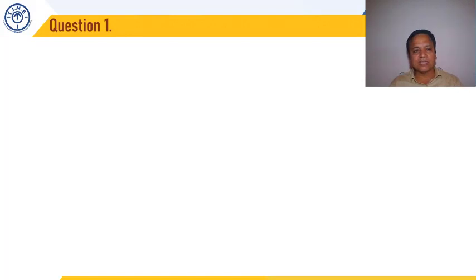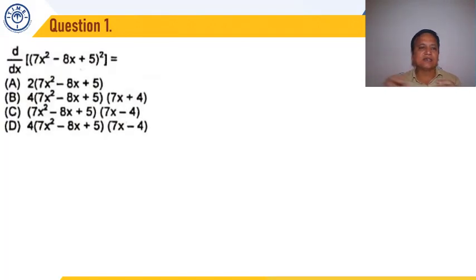Let's move to question 1 of the handout. It says differentiate (7x square minus 8x plus 5) whole square. So we have to differentiate (7x square minus 8x plus 5) whole square. We assume the value inside the bracket as complete x and we use the formula: differentiation of x to the power n is n x to the power n minus 1.